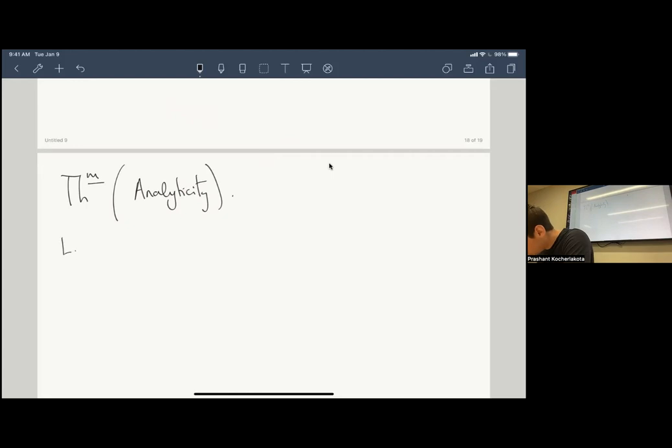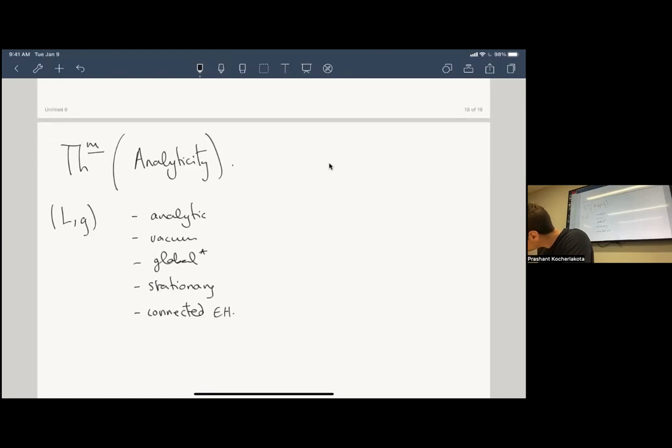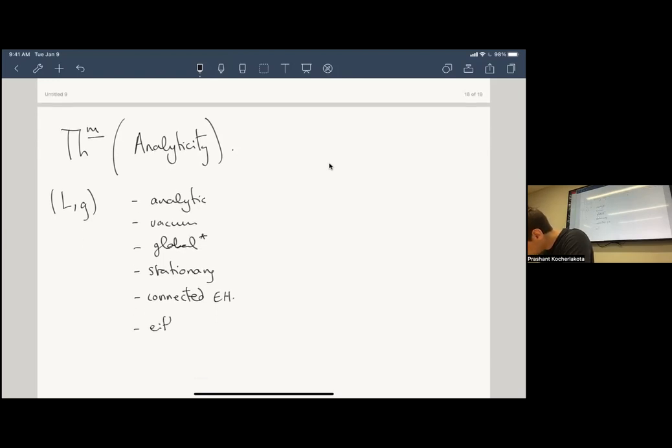So my assumptions are now going to be as follows: analytic, vacuum, global, with some extra strong conditions, stationary, and then connected event horizon, and then either rotating or mean non-degenerate. Then you have to be Kerr.